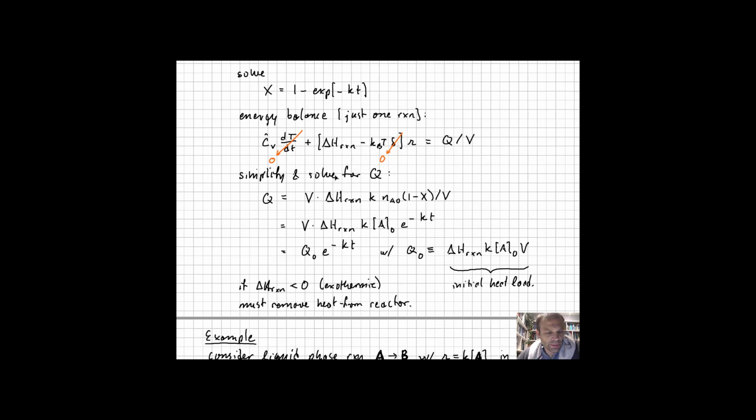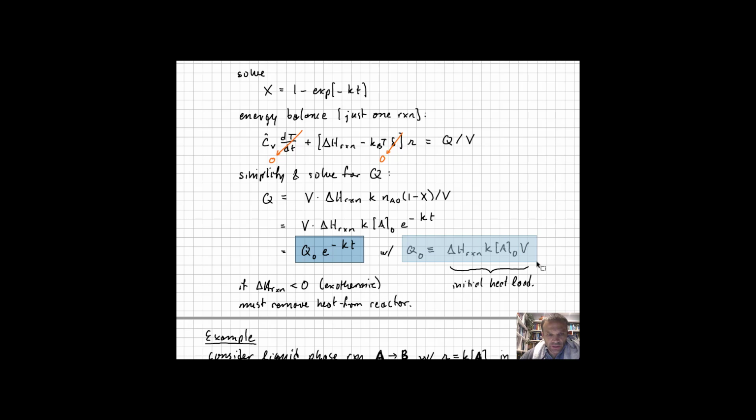Now what we're going to do is simplify this and solve for the value of Q as a function of time. Q should be equal to V times delta H of reaction times k. I'm just plugging in all of this stuff, which is coming from my rate law in the expression above. At the end, we end up with Q equals Q naught e to the minus kt, where Q naught is the initial rate at which heat has to be removed from the reactor.